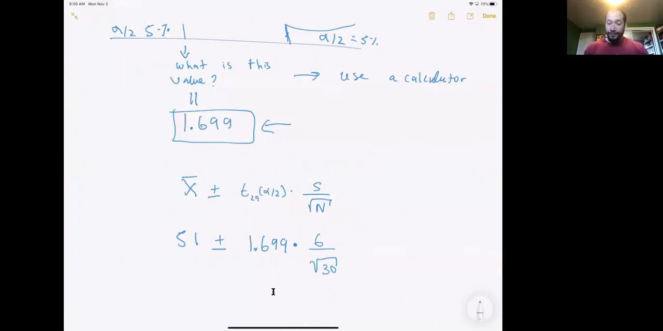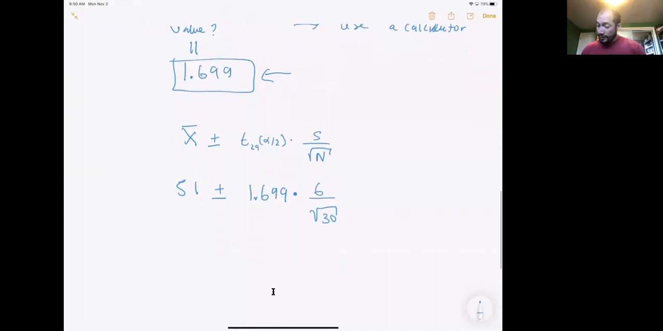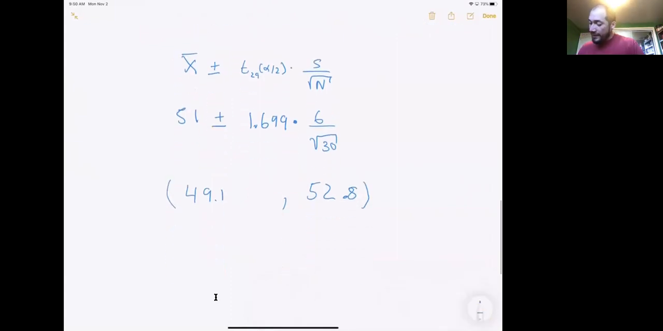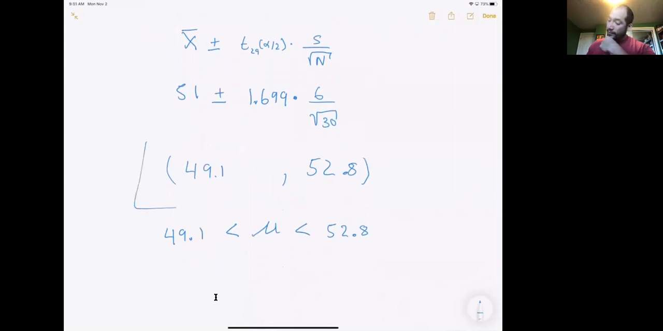So in your calculator, you should get this number. The larger number will be 52.8, and your lower number will be 49.1. Sometimes it's instructive to write this as an interval. If I had to write this as an interval, it'd be that the mean is less than 52.8 and greater than 49.1. Now, that's our confidence interval, either one of these. This is how I list your confidence interval on your quizzes, as an interval, but it is completely equivalent to the other one.